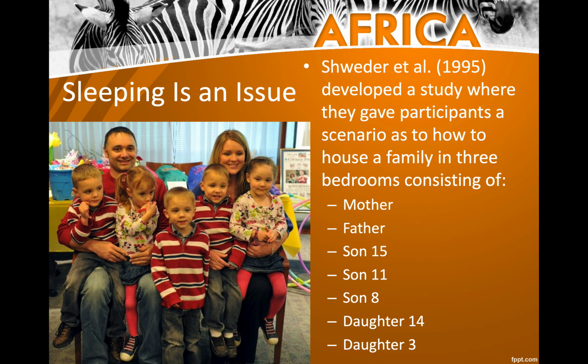Schrader et al. in 1995 developed a study where they gave participants a scenario as to how to house a family in 3 bedrooms consisting of a mother, a father, a son who was 15, a son who was 11, a son who was 8, a daughter who was 14, and a daughter who was 3.